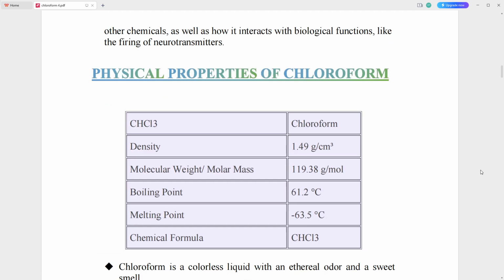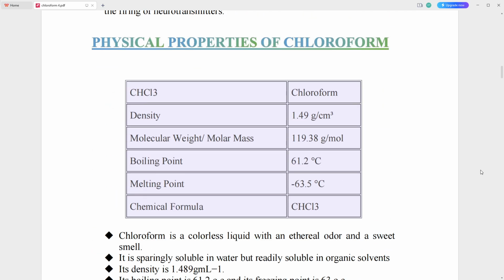Now we discuss some of the physical properties of chloroform. As you can see in this table, I have written some of the common physical properties of chloroform, which are the chemical formula, density, molecular weight, boiling point and melting point. Chloroform is a colorless liquid with an ethereal odor and a sweet smell. It is sparingly soluble in water but readily soluble in organic solvents. Its density is 1.489 gram per milliliter.